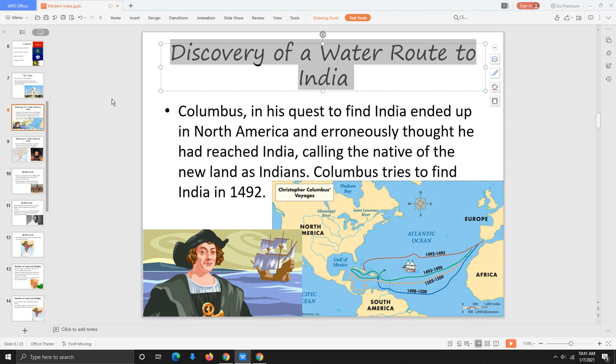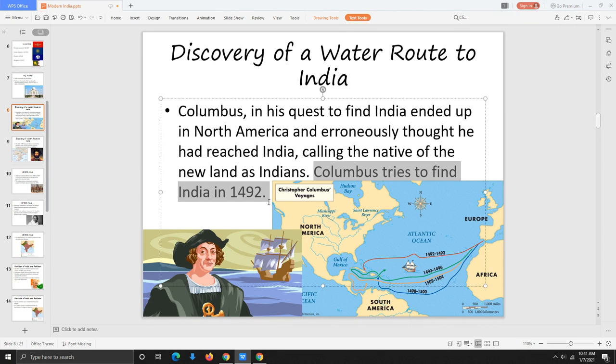But there were people trying to find a water route because a boat can float and there aren't any trees in the water. So it's just easier to move a long distance on water from one place to another. Now, the person you're most familiar with who was trying to find an all-water route to India was Christopher Columbus. Go ahead and make a number one, and write down Columbus tries to find India in 1492. So one, Columbus tries to find India in 1492.